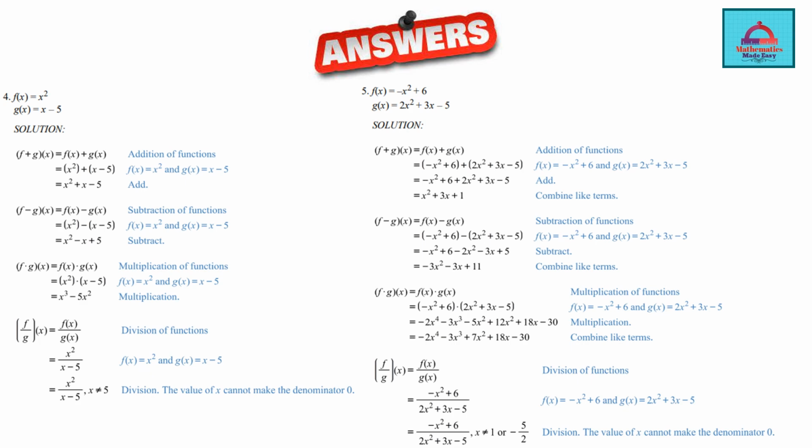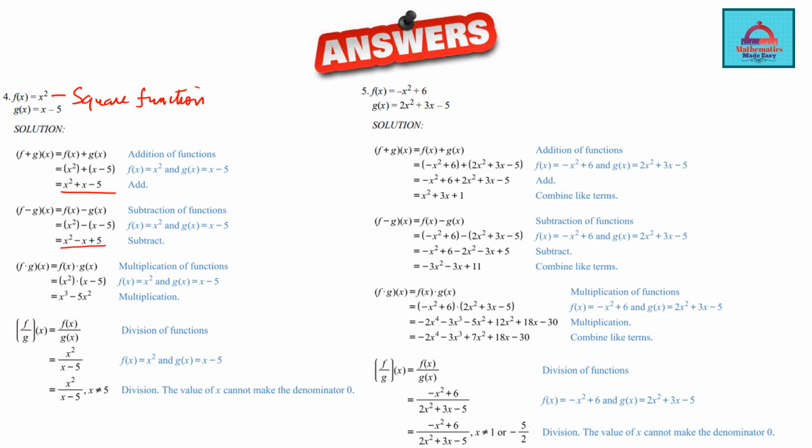Next we solve question 4 and question 5. For question 4, when you are adding, there is no common term. So you are going to just add x square plus x minus 5 and leave your answer as it is. When you are subtracting also, there is no common term, so you will leave your answer as x square minus x plus 5. Now why is there no common term? Because this is a square function.